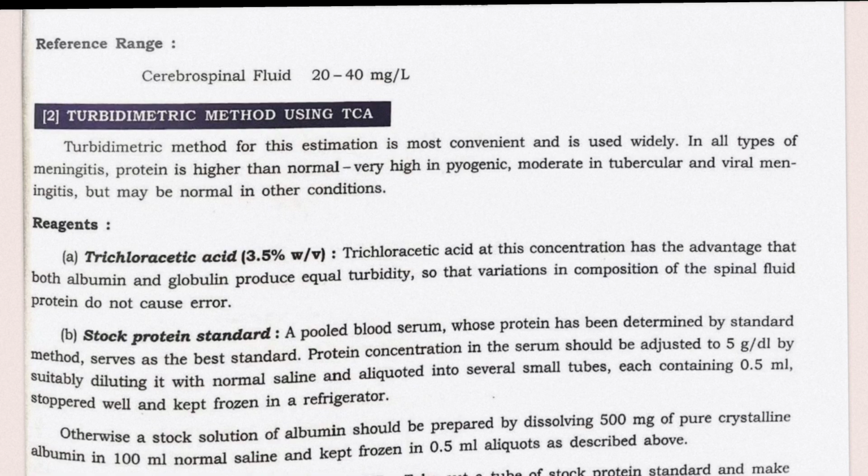3.5% weight by volume. Trichloroacetic acid at this concentration has the advantage that both albumin and globulin produce equal turbidity, so that variations in composition of the spinal fluid protein do not cause error.